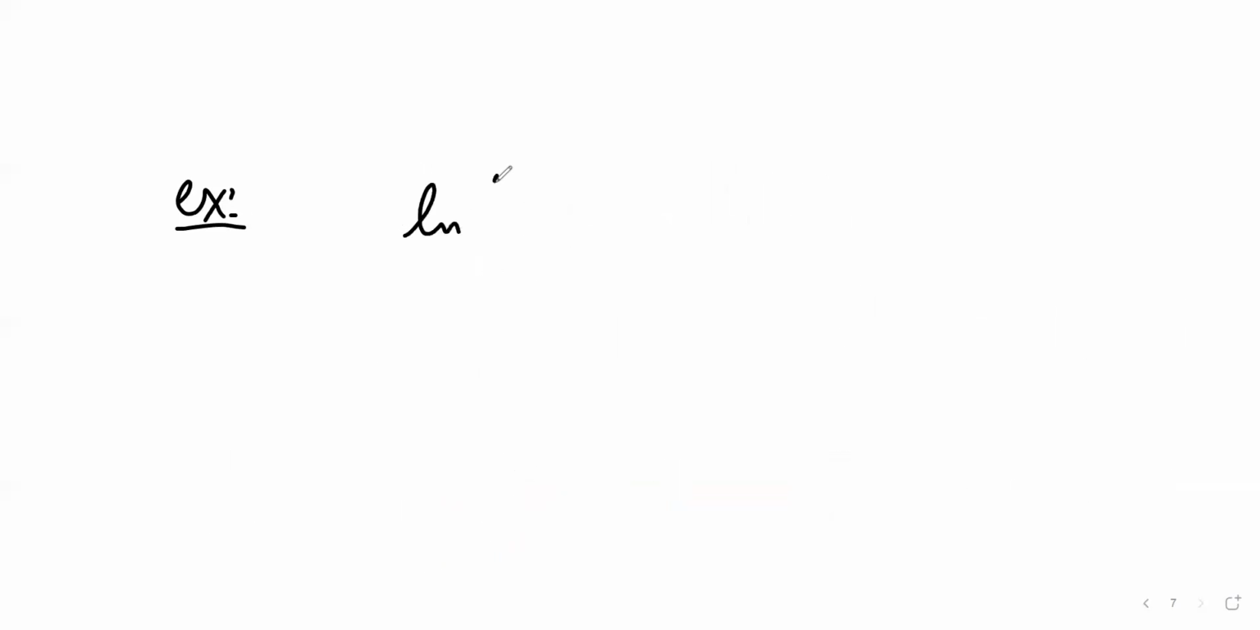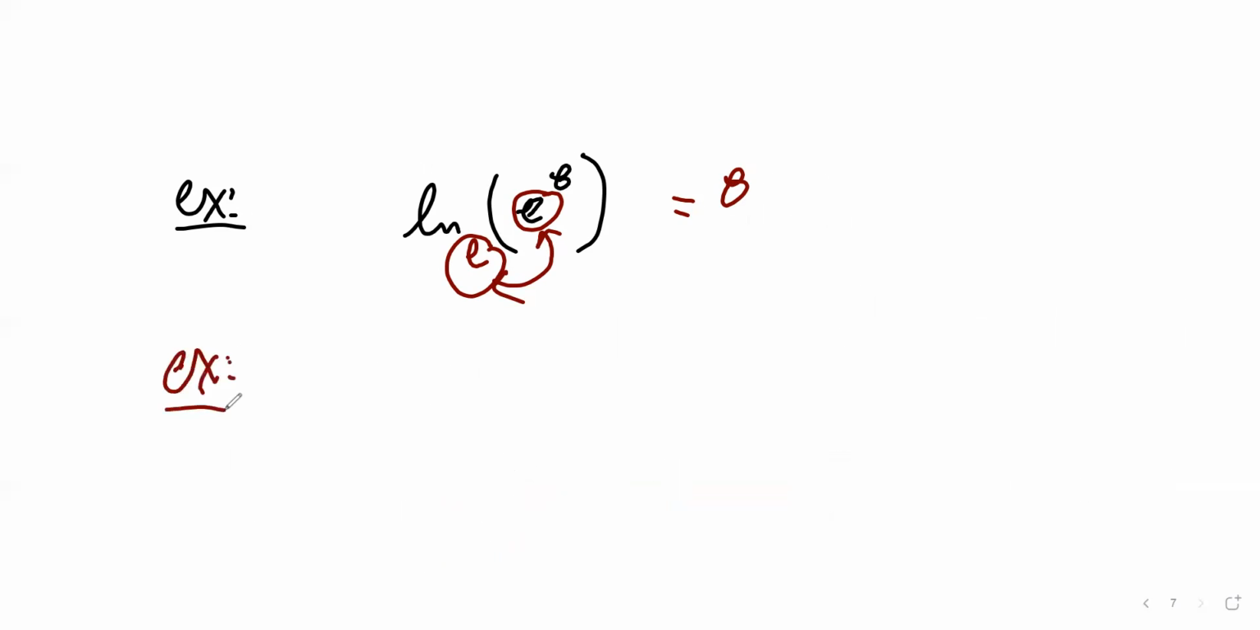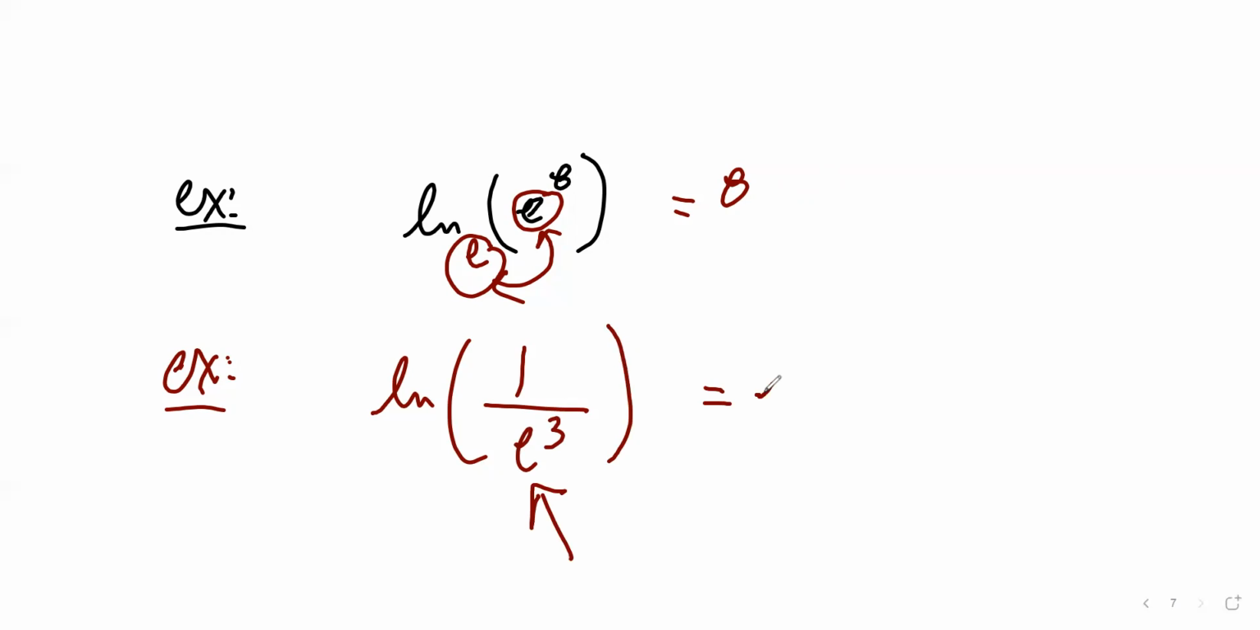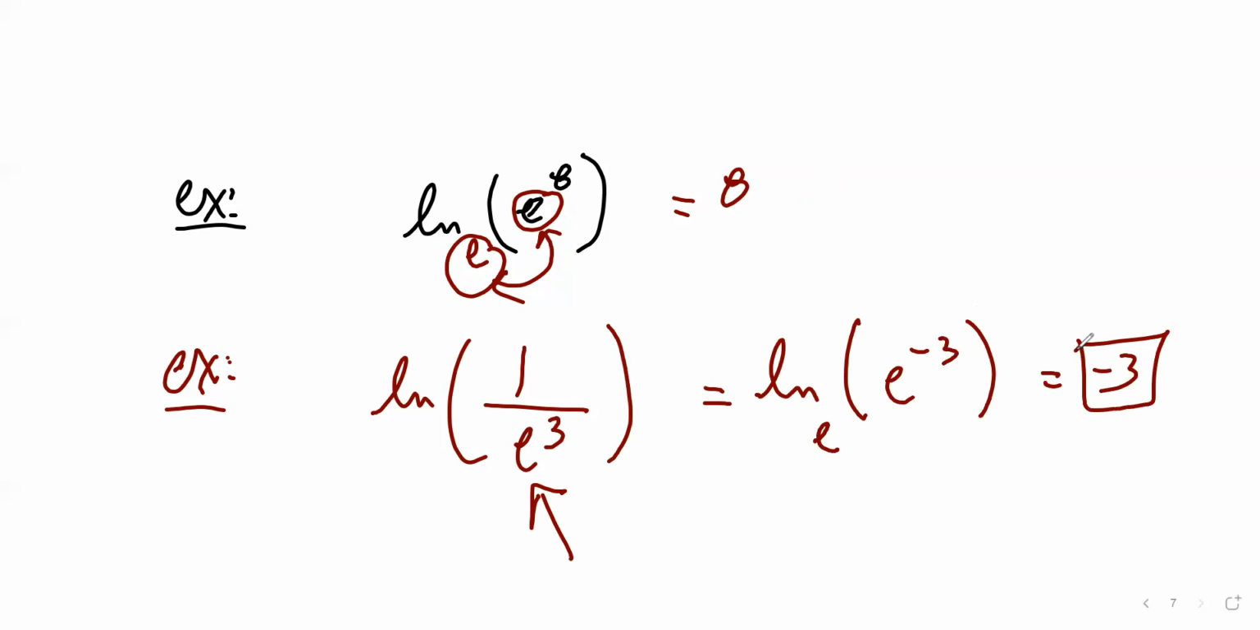Let's say ln of e to the 8. We know the base is e, so this will just be 8. If the base of the number and the base of the logarithm are the same, you always get the power. Another example: ln of 1 over e to the 3. I can write the reciprocal: 1 over e cubed is e to the negative 3. Since this is also base e, you'll get negative 3 as an answer.